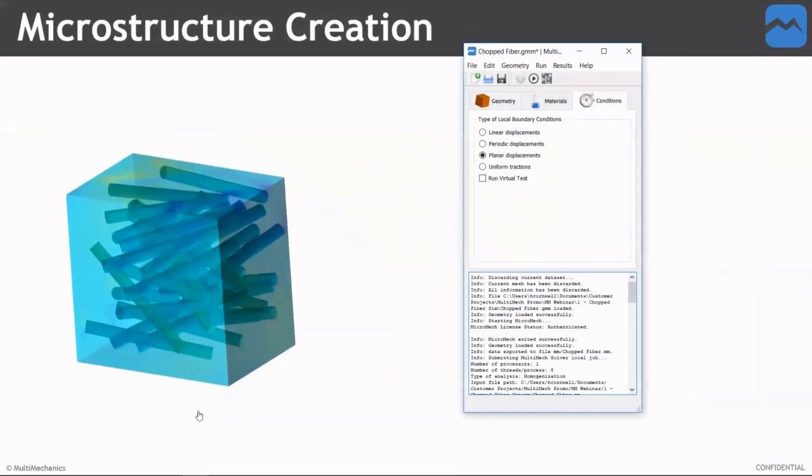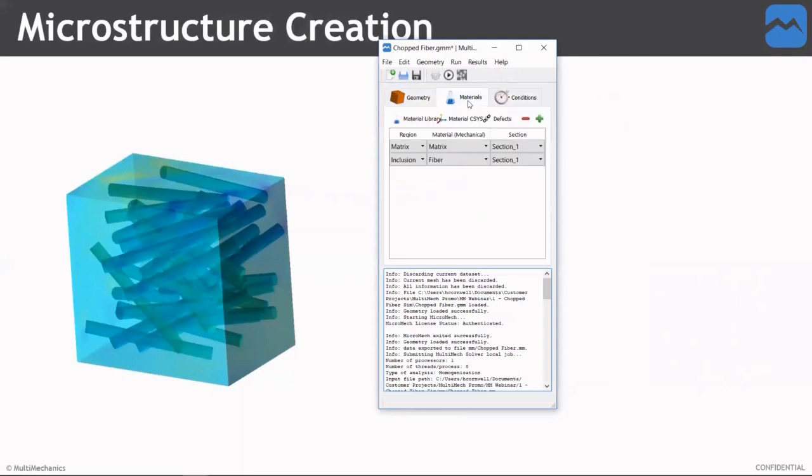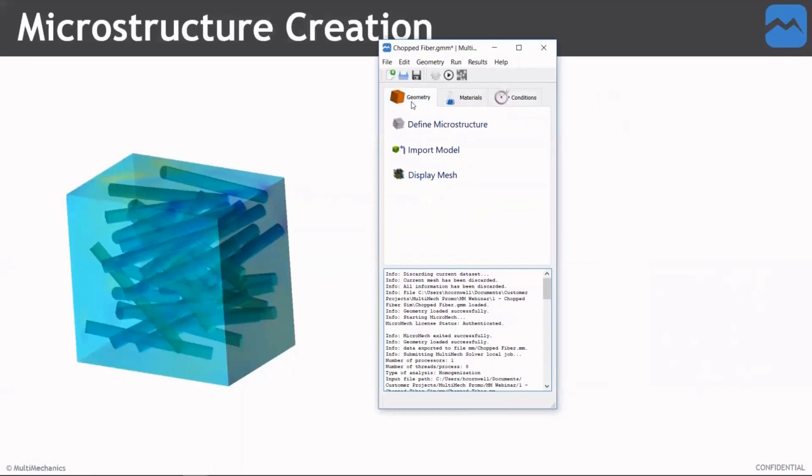And this is a chopped fiber RVE. So the first thing you do is open Multimechanics, or the MultiMech tool. We have the GUI, and the GUI is separated into three different segments. We have the geometry, where we create the microstructure and all the geometries and create the appropriate sections. We have the materials tab, where we can create a wide variety of materials and designate them to the region that was created, and then conditions, where we control boundary conditions, loadings, and virtual tests.